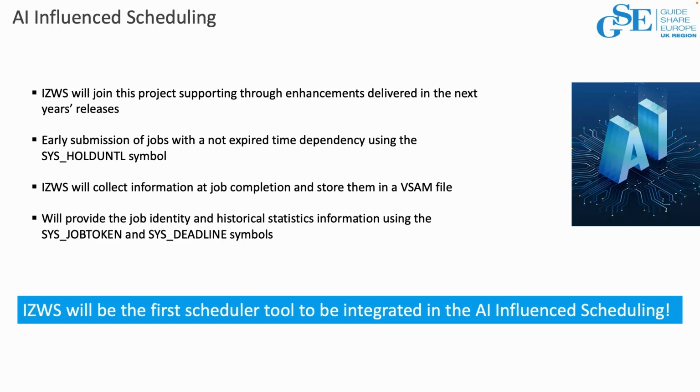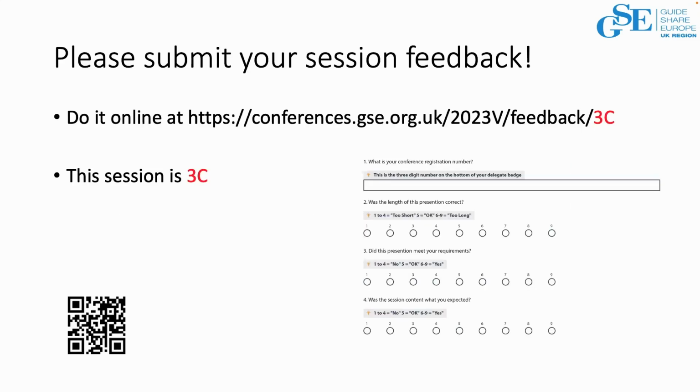And in the second phase, probably next year, we will also collect the statistics around the job execution and provide them at job submission. And so in a couple of years, this project will be completed, and we will use AI to optimize the job's execution in a z/OS environment. Okay, this was my last slide. So let's see now if there are any questions.